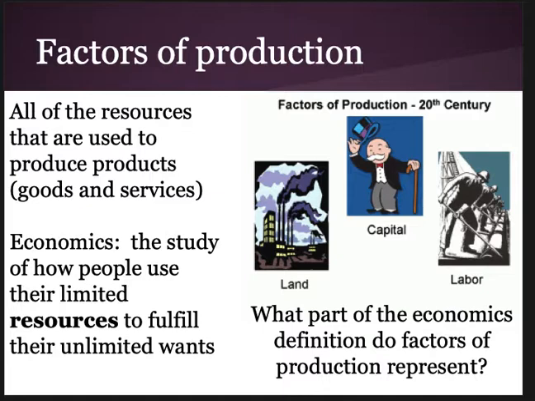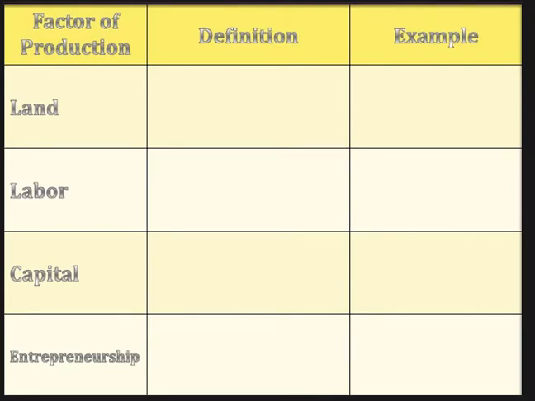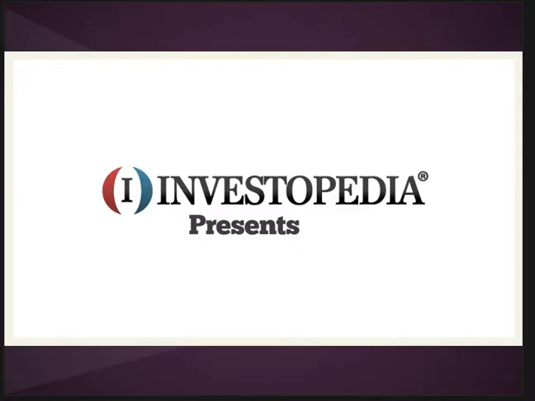So now what we're going to do is break down these four factors of production, which are land, labor, capital, and entrepreneurship. First, to introduce it, I'm going to show you a quick video that helps introduce these four factors.